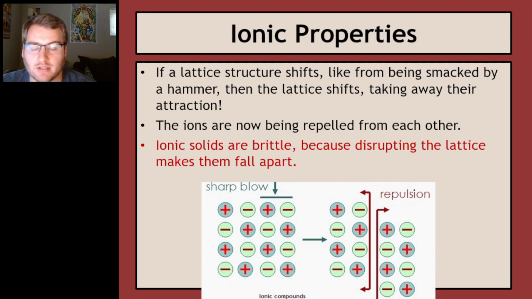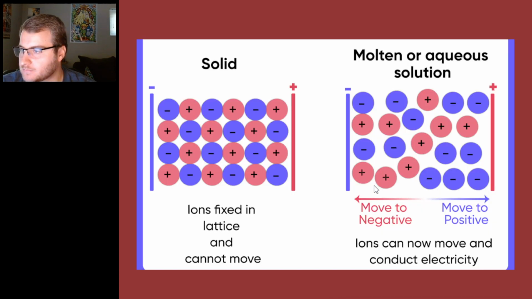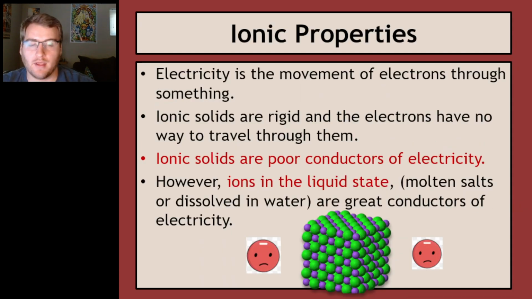Disrupting the lattice makes the structure fall apart. So if you're able to shift it just a little bit, the whole thing just disintegrates. Okay. Next, we have conductivity.